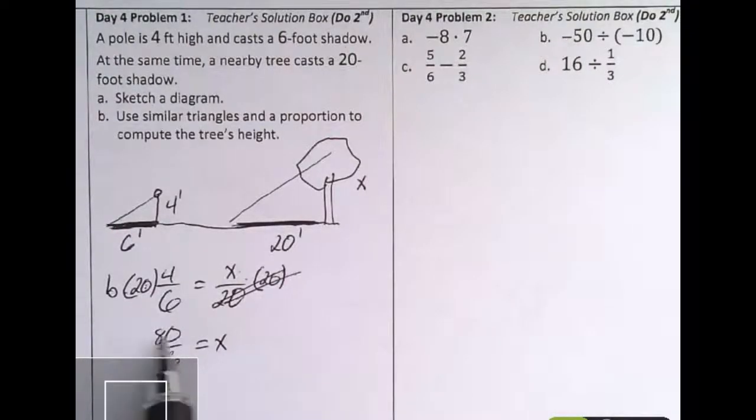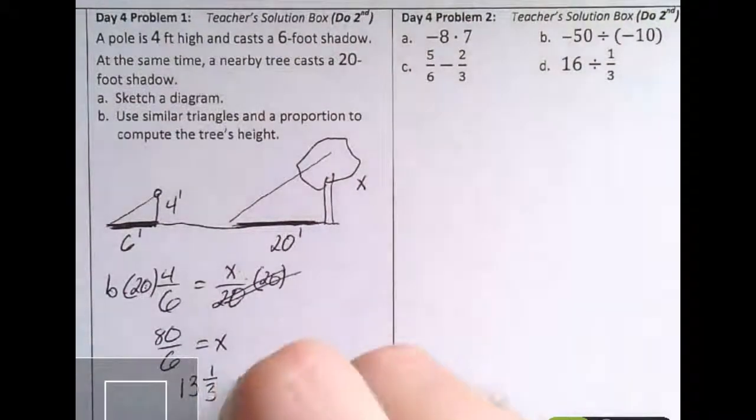So 6 divides into 80. Let's see, 6 into 8 once with 2 left over. 6 into 20 3 times with 2 left over. 2 over 6 reduces to 1/3. So 13 1/3 feet. That's how tall the tree is.